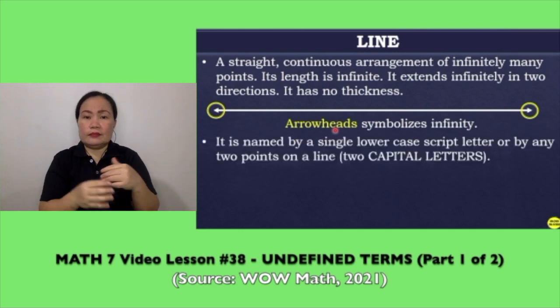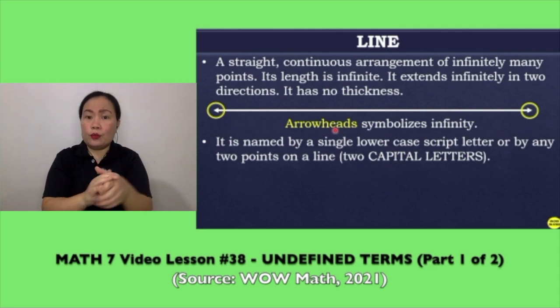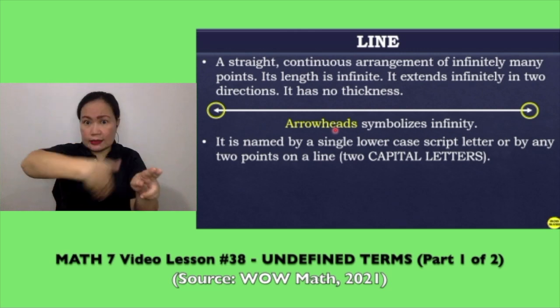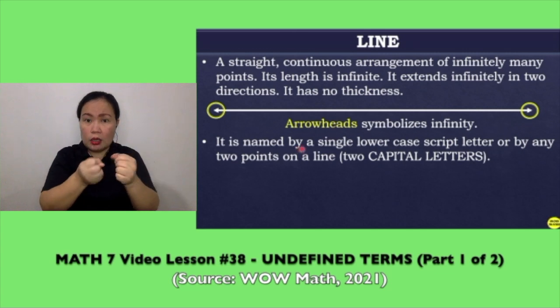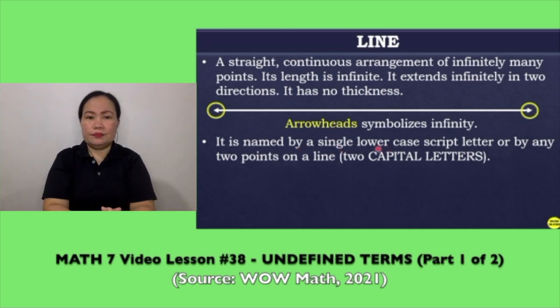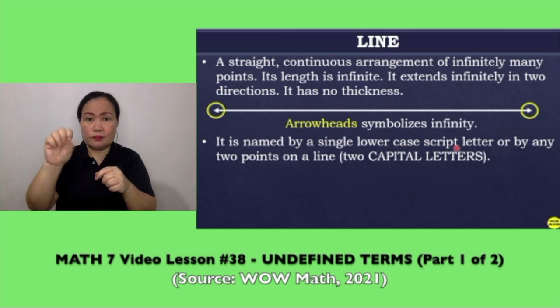So, it is named by a single lowercase script letter. Pag sinabi nating script letter, ito yung parang may arte ng konti. Okay? So, yun po yan. Para siyang may arte ng konti. Now, so it is named by a single lowercase. When we say lowercase, small letter. Okay, small letter. So, ito po siya.